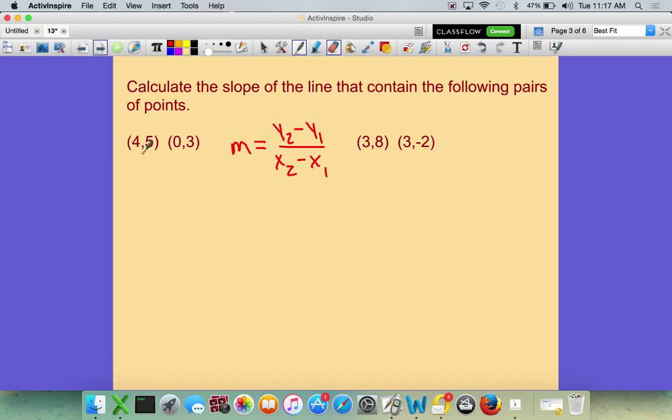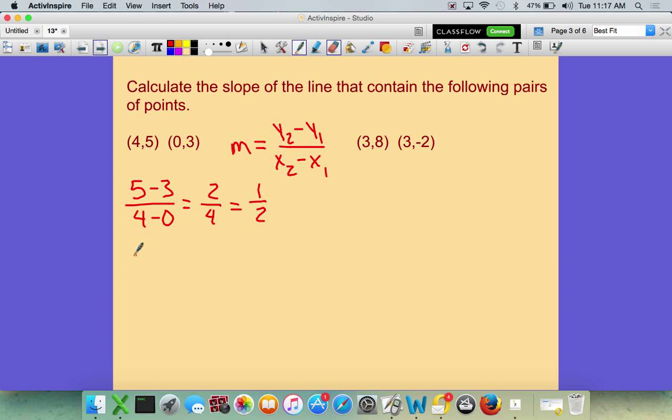So if I'm going to start with this y, subtract that y, I've got to subtract this x first and subtract 0 second. All right, if I did it that way, 5 minus 3 over 4 minus 0 is 2 over 4. My slope is 1/2. Well, you might go, wait a second, you didn't take y2 minus y1. You're right. Technically what this equation says is it's just the change in y.